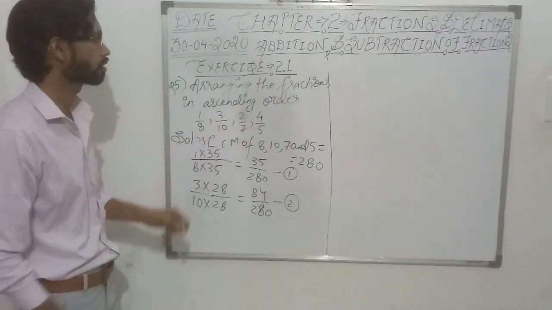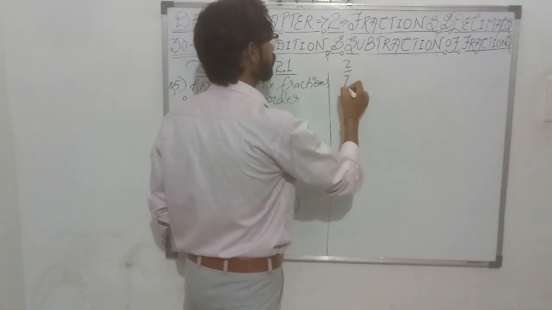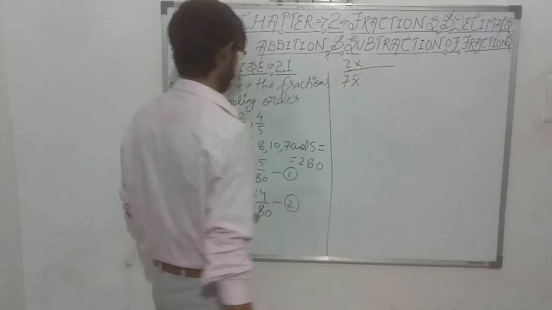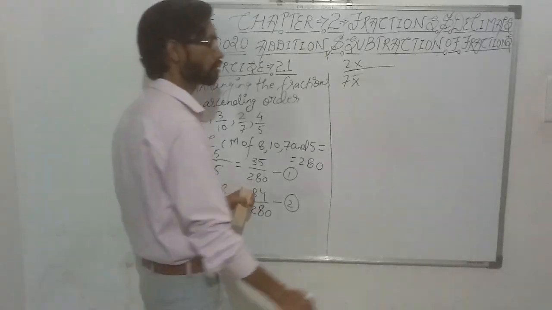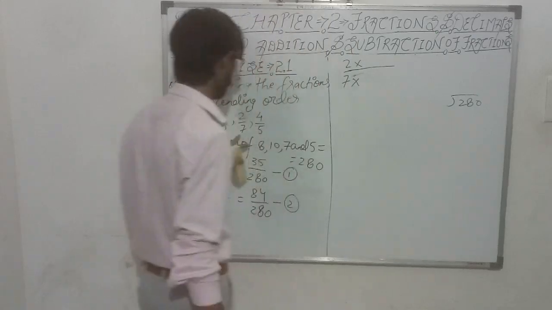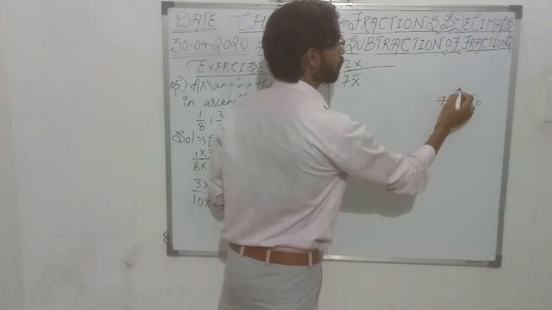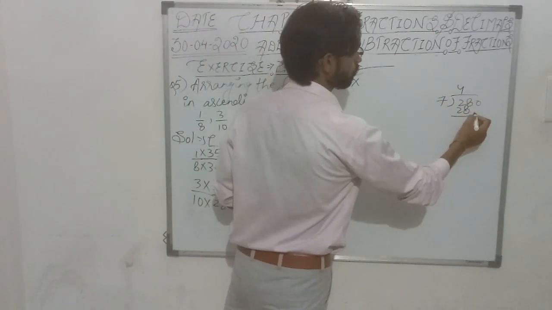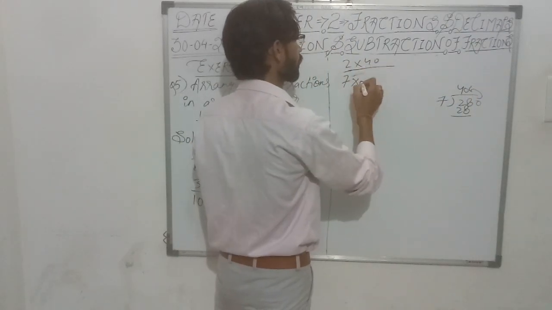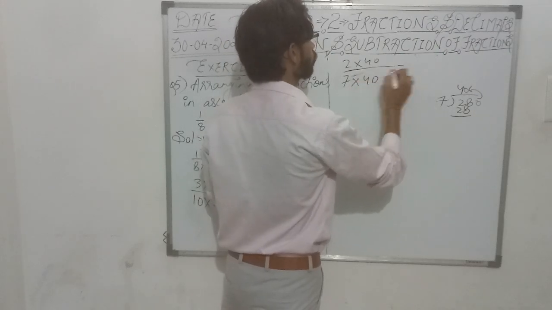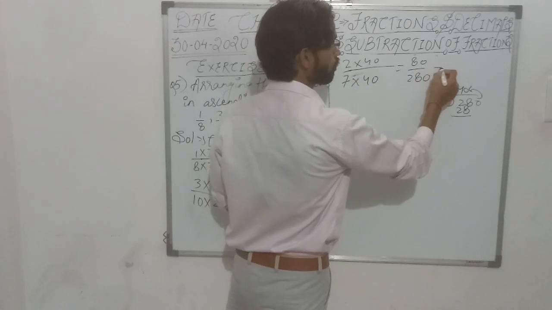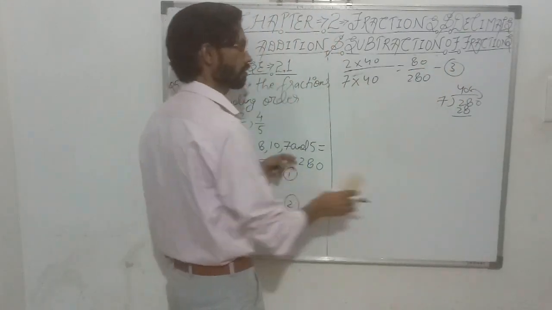We will move on to the third part, that is 2 by 7. Again, 280 we will divide by 7 on the rough side. Let's see, 280 by denominator 7. 7 4s are 28 and 0 will be as it is. That means 2 multiplied by 40 and 7 multiplied by 40. We have got 80 upon 280. So this is our third like fraction.